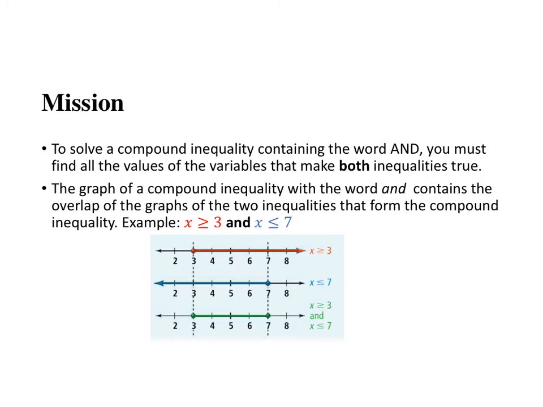Alright, so we sort of have a mission when we're solving a compound inequality that contains the word and. All a compound inequality is is 2 separate inequalities joined by the word and. And to solve one, you have to find all the values of the variables that make both inequalities true. And here is an example of an and compound inequality. If you need some time, pause the video and write this information down.